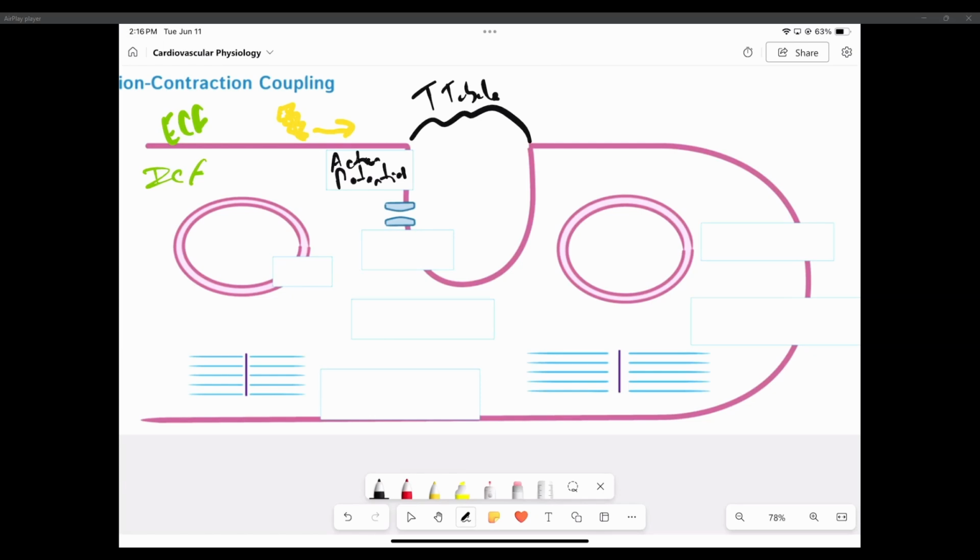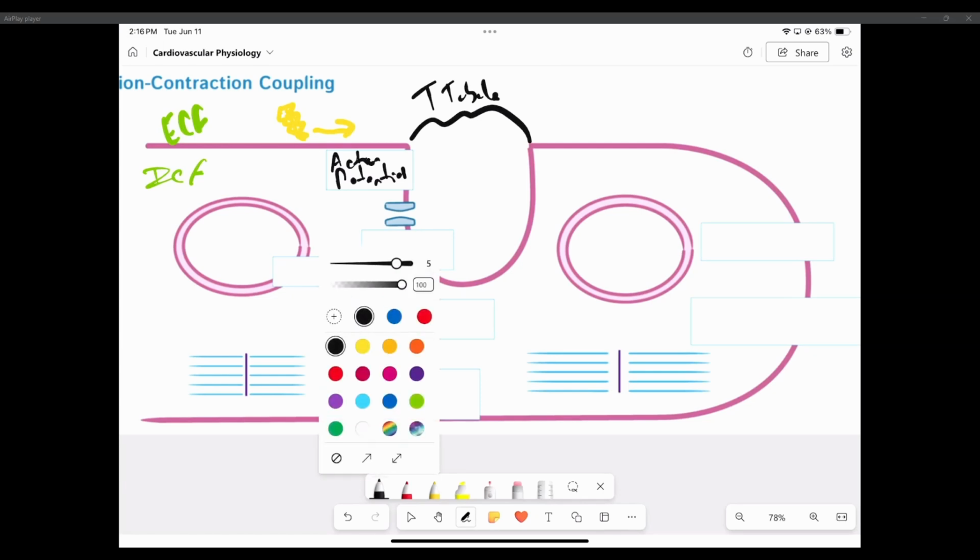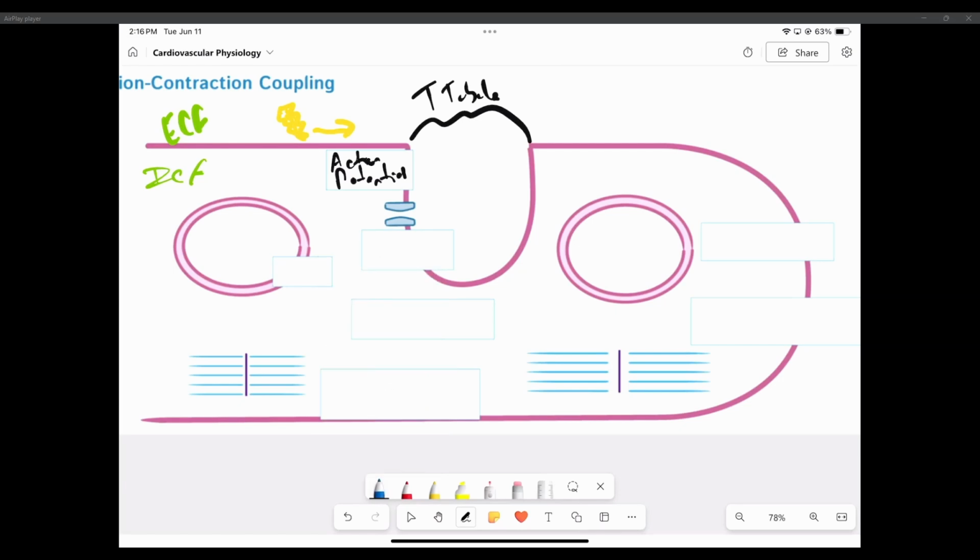Comes down. What type of voltage-gated channels are at the very end? Calcium. Okay, so these are our calcium molecules, and they go right through and go right inside the cell.